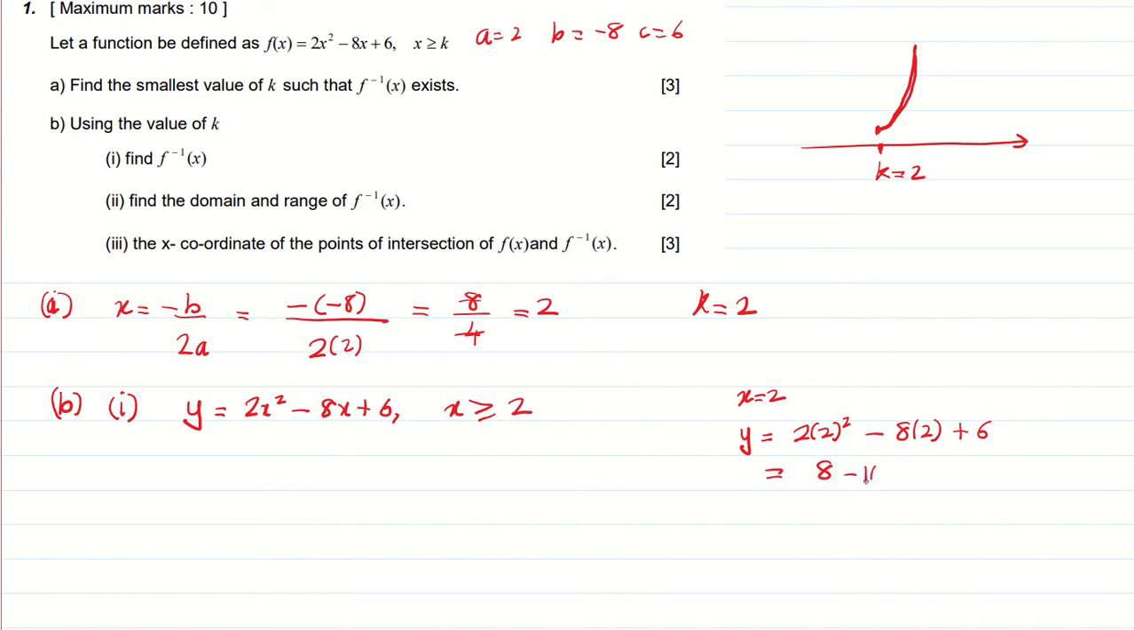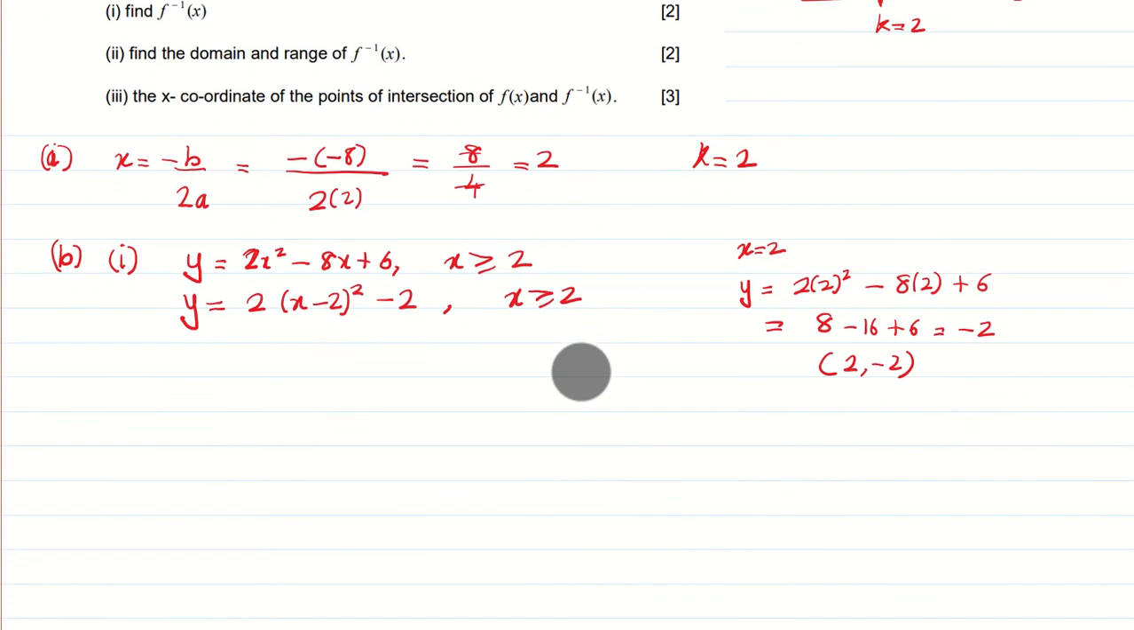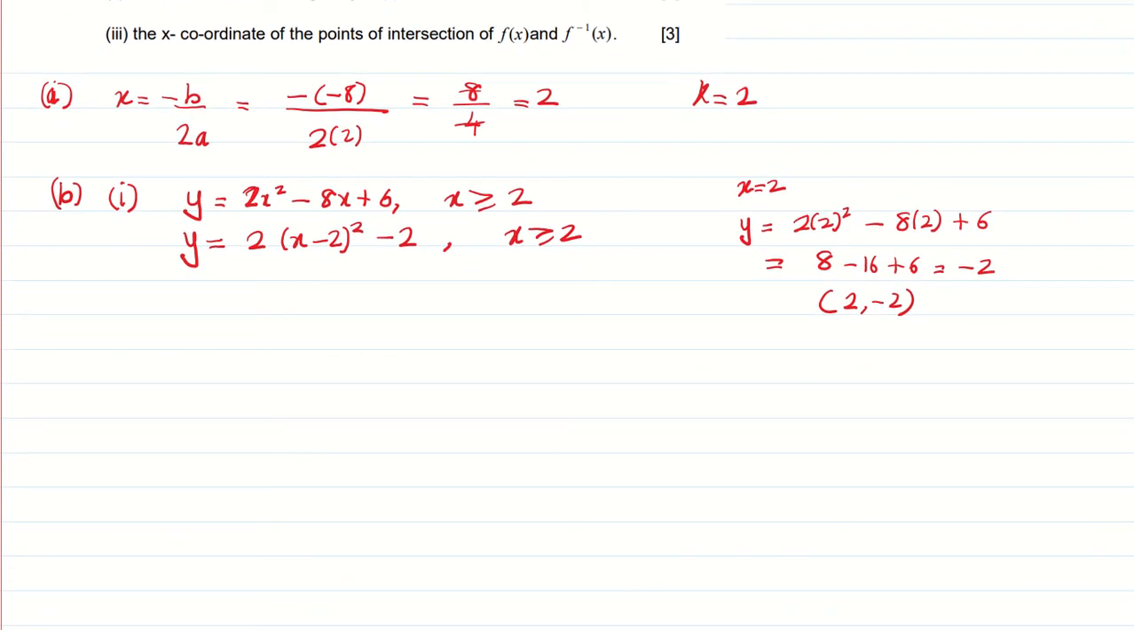So 4 times 8 is... 2 eights are 16, minus 16 plus 6 is minus 2. So my vertex becomes (2, minus 2). That means if you want to convert this into vertex form, it becomes 2 times (x minus 2) the whole squared minus 2, where 2 is the coefficient of x squared. This is defined when x is greater than or equal to 2 to make it a one-to-one function. You can also use the completing the square method, but this method is easier. In this video I may not discuss all the methods, only the easiest method which will help you achieve the solution.